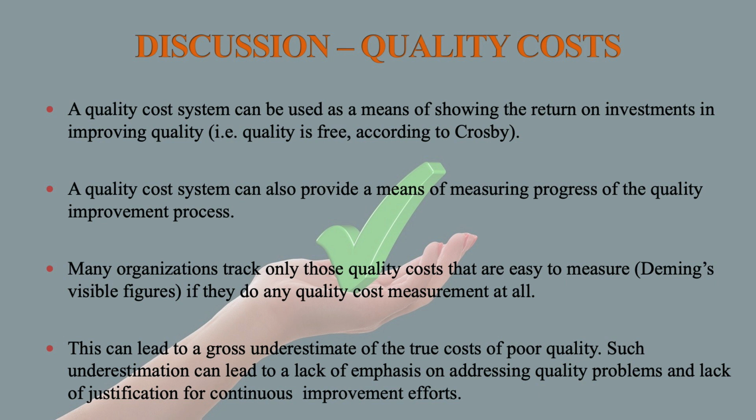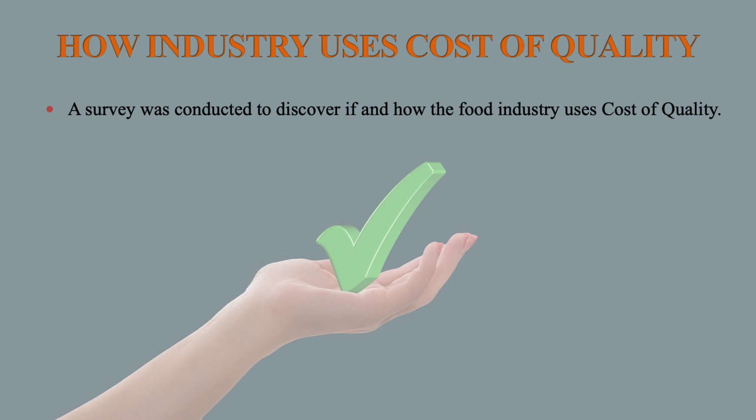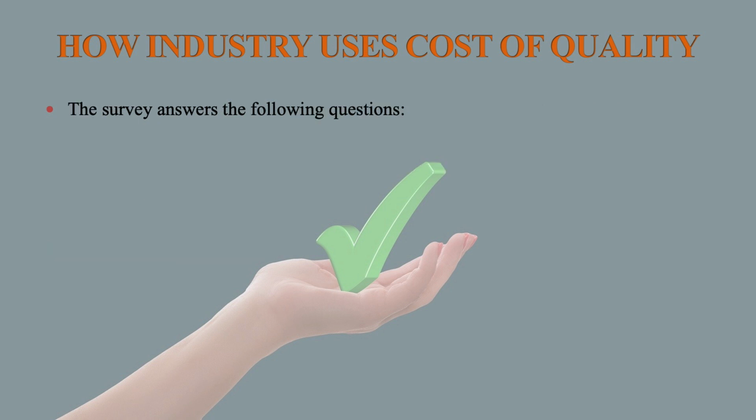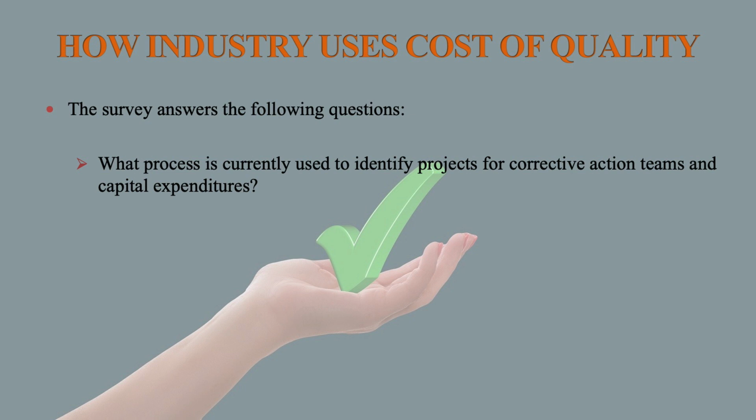How industry uses cost of quality. A survey was conducted to discover if and how the food industry uses cost of quality. The result shows the percentage of companies that use cost of quality and how it is collected, analyzed and utilized. Specific examples are described. The survey answers the following questions: what process is currently used to identify projects for corrective action teams and capital expenditure?